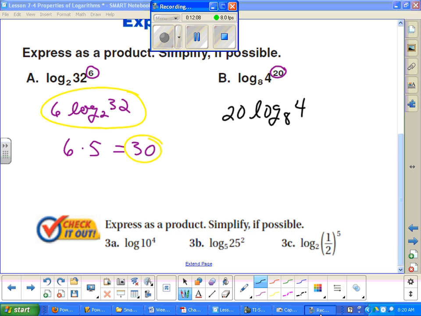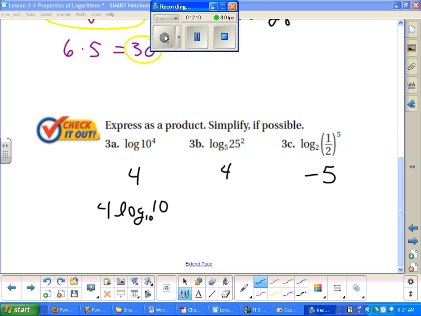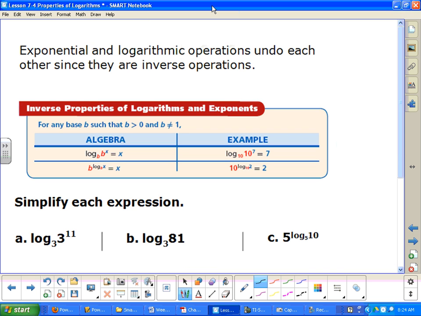All right, next one. Exponential and logarithmic operations undo each other since they are inverse operations. So here we have the inverse properties of logarithms and exponents.